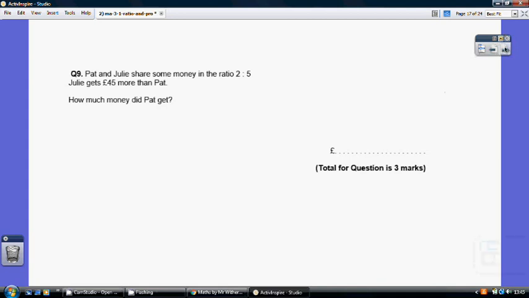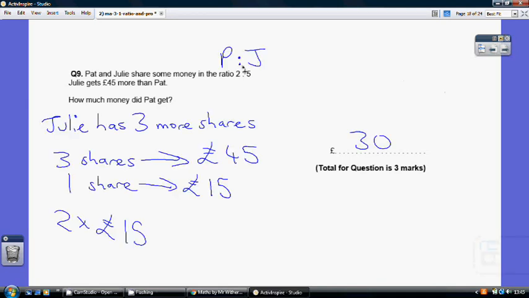Question 9. So Pat to Julie is 2 to 5. So we can see that Julie has 3 more shares than Pat, but these 3 shares represent £45 because Julie gets £45 more than Pat. So 3 shares equates to £45. So 1 share is worth £15. So how much money did Pat get? Well, Pat got 2 lots of 15, which is £30.